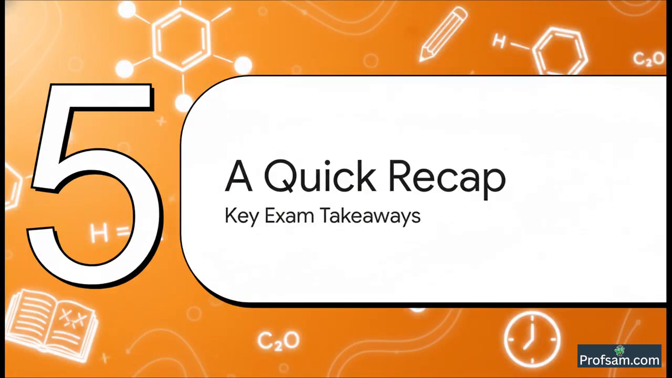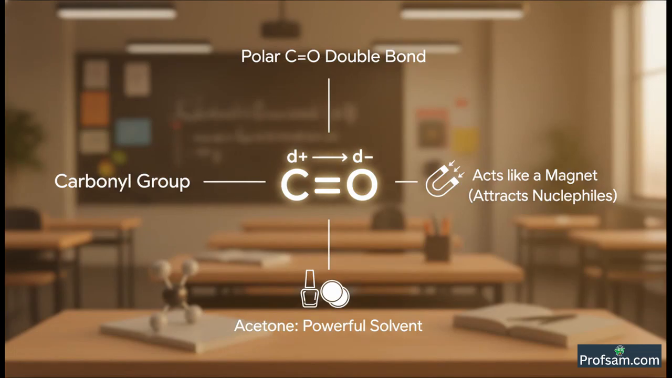Okay, so let's do a quick recap. What are the key takeaways for your exam? First, the carbonyl group is a polar C=O double bond. Simple. Second, because it's polar, the carbon is slightly positive, delta plus, and the oxygen is slightly negative, delta minus. Third, this polarity makes it act like a magnet. That positive carbon attracts electron-rich attackers, which we call nucleophiles. And finally, this entire story explains why acetone, which is a ketone, is such a powerful solvent for other polar substances. See, it all connects back.